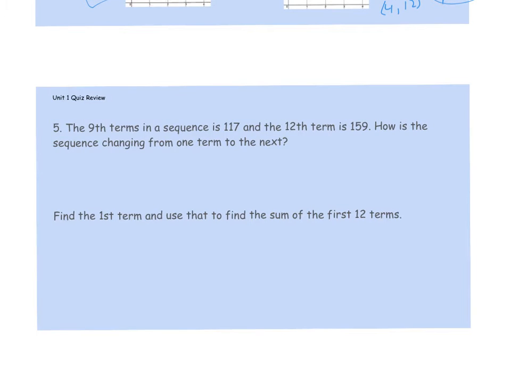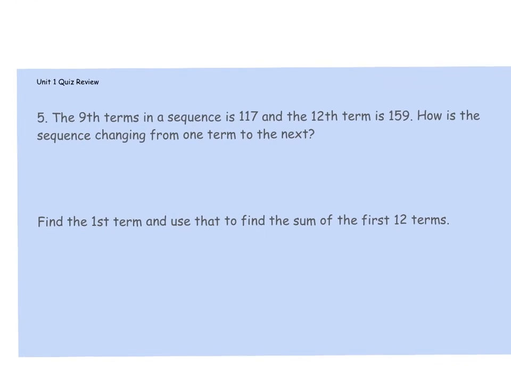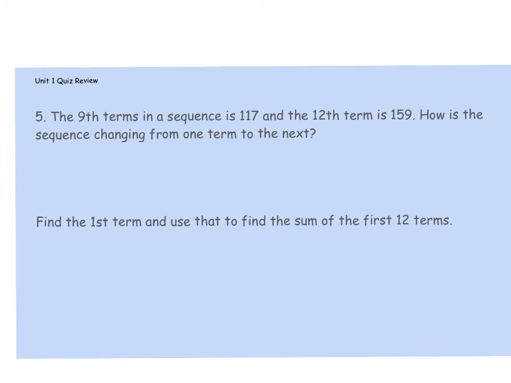the 9th term of the sequence is 117. The 12th term is 159. How is the sequence changing from one term to the next? Okay, so the best way to do this is just kind of list them out. The 9th term. Well, let's start out with the first term, 2nd term, 3rd term, 4th, 5th, 6th, 7th, 8th, 9th, 10th, 11th, and 12th. And I know the 12th term is 159.